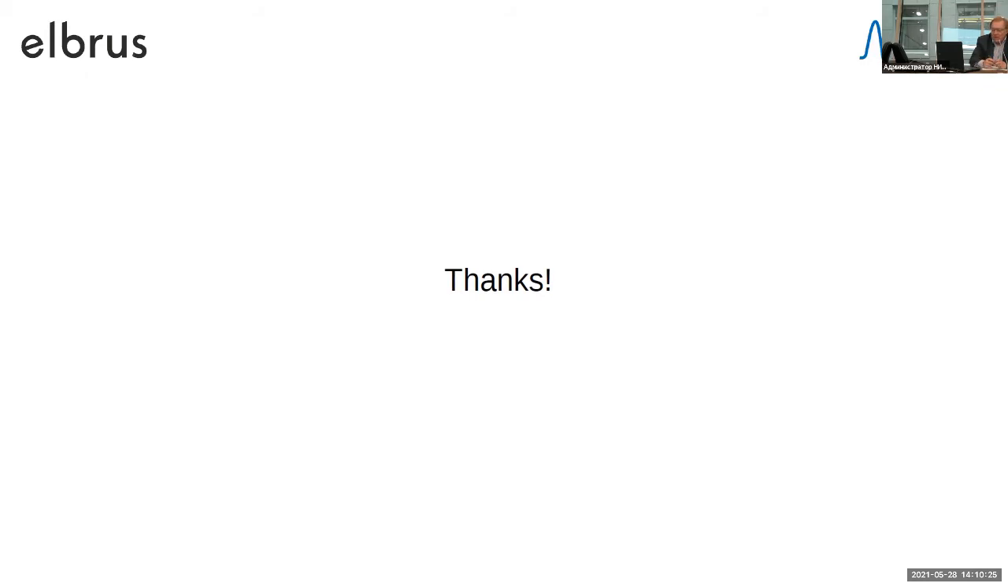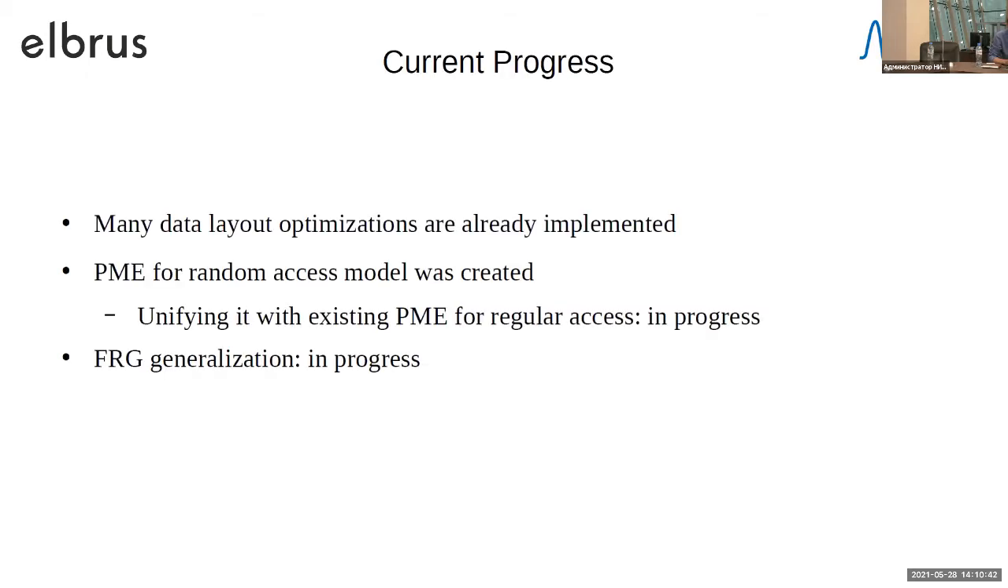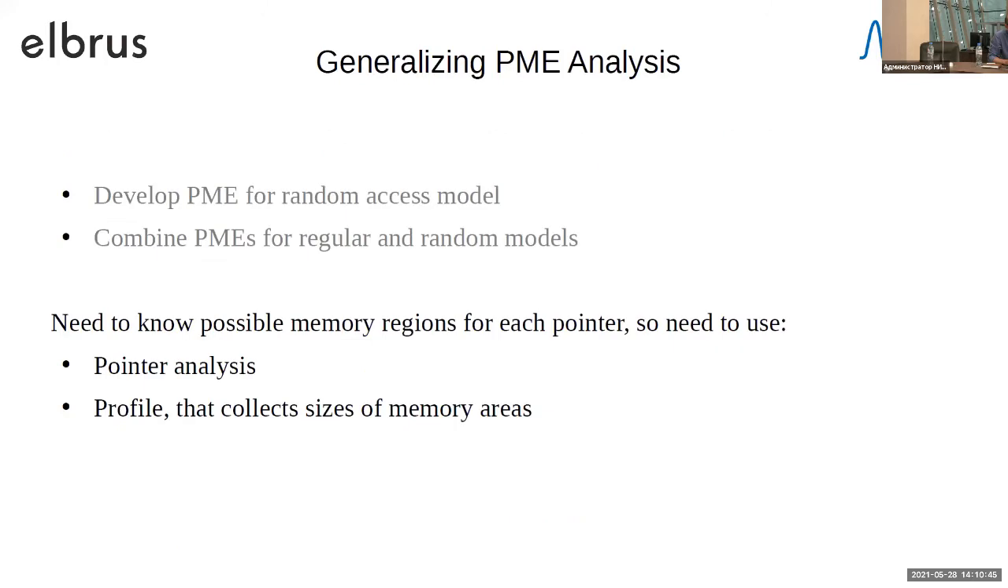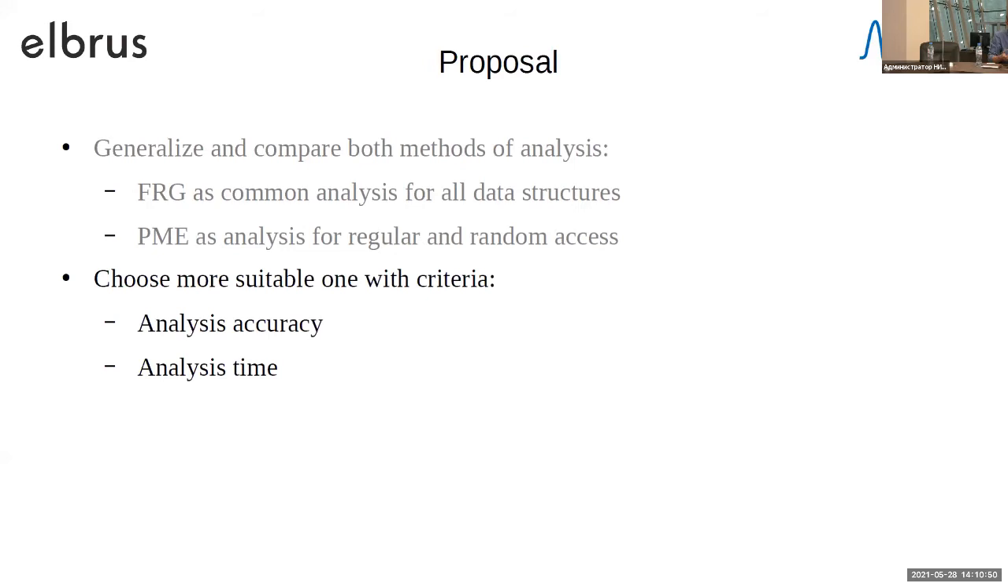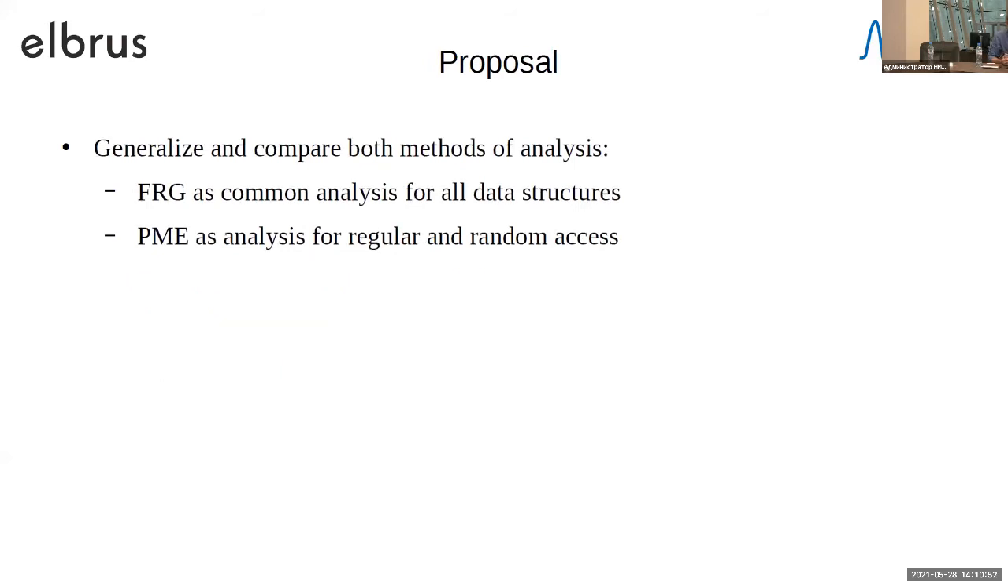Please, are there any questions? No. Actually, I have a question. Probably I missed something. What is in particular your contribution? You observed two classes of methods. One is the field reference graph, and the second one is probabilistic miss equations. Did you compare them? Could you say that one of them is better than the other, or do you want to use them together? What is your idea?